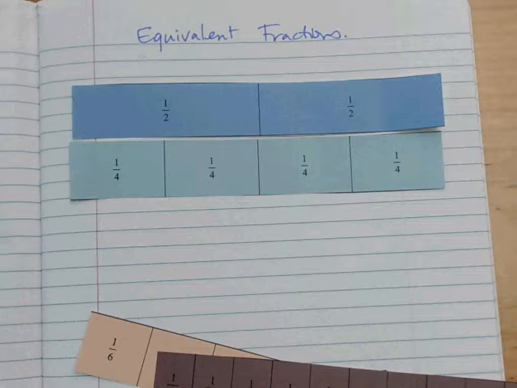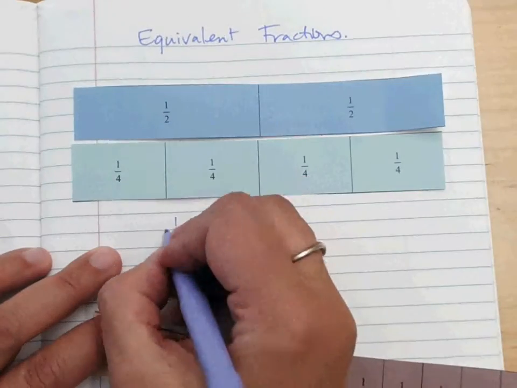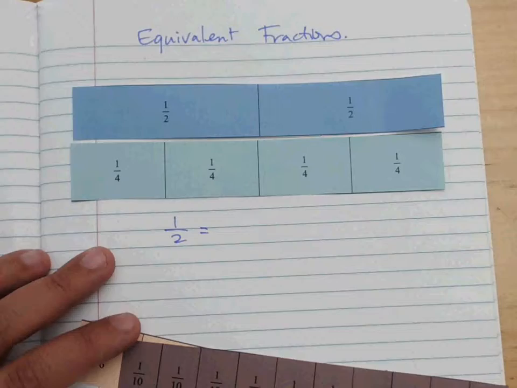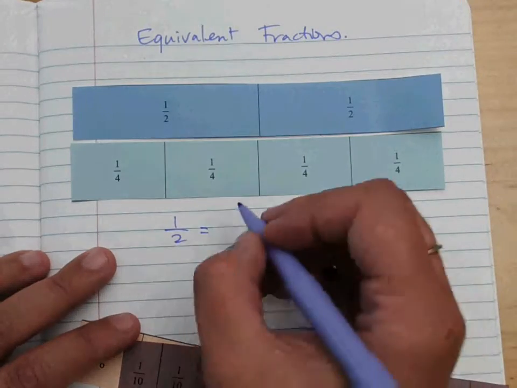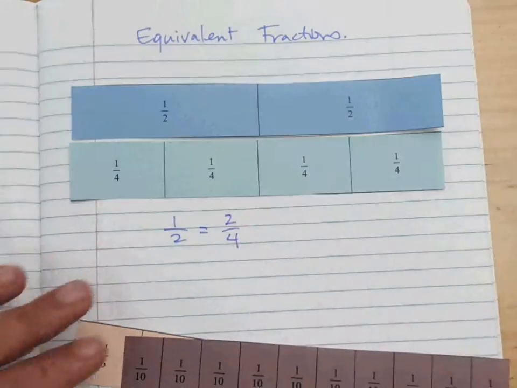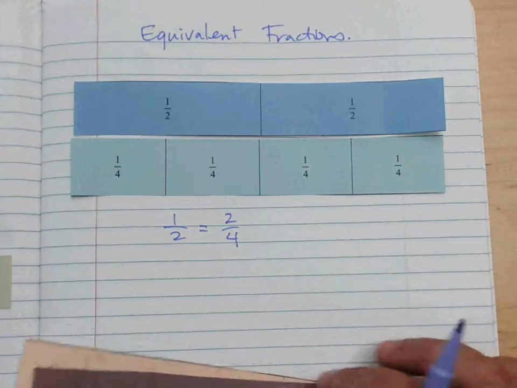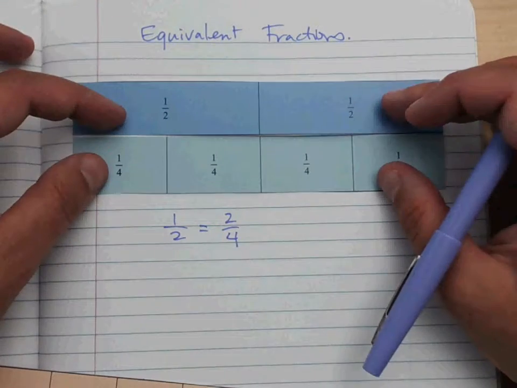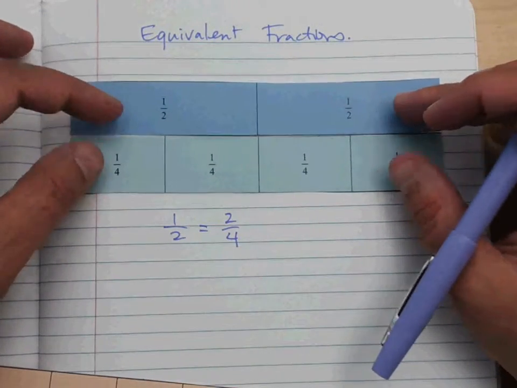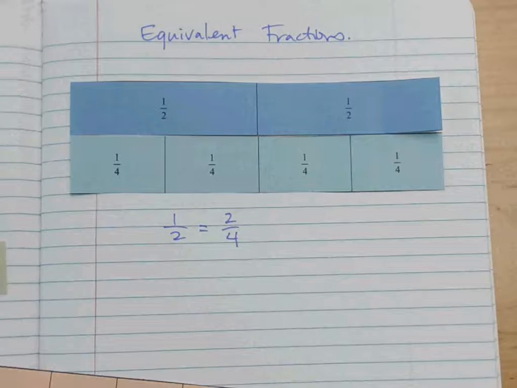Because 2 times 2 is 4, right? 4 is a multiple of 2. So 1/2 is equal to how many fourths? 2/4. And this is the cool thing, this is why I want you using your fraction strips, so that you can actually see that they're exactly equal to each other. 1/2 is equal to 2/4.